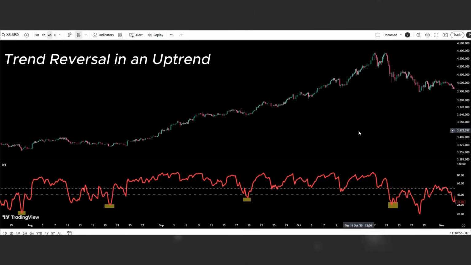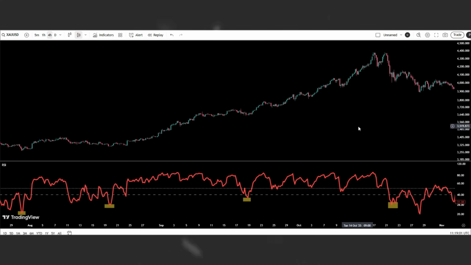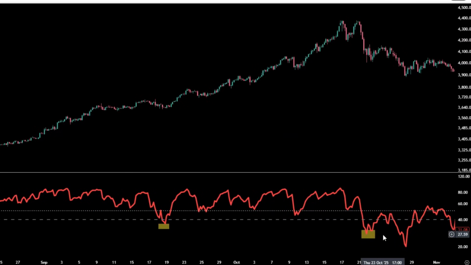Example 2. Trend reversal in an uptrend. Now let's look at another gold chart. Price drops sharply and RSI moves down with it. Once again, the key question: is this a pullback or is the trend reversing? Let's apply the 3-step process. Step 1. RSI falls and struggles to hold above the 50 level, showing that bullish momentum is weakening.